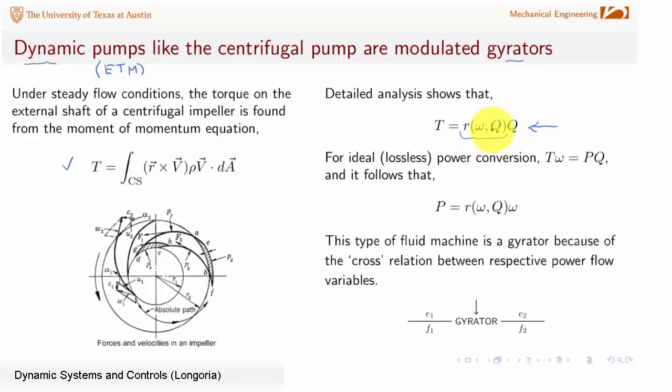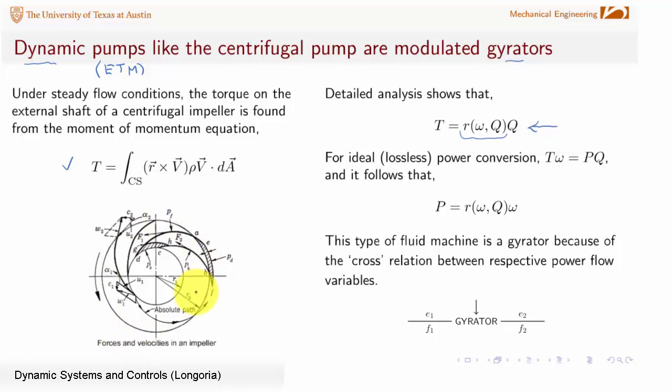Remember, before we had just a constant r. We said it could be modulated. It turns out that for centrifugal type machines, it's modulated not only by angular velocity, how fast the impeller is turning, for example, but also by the flow going through there. So once you find that relationship, and you can derive that from basic principles and given the geometry of your blades and so on, and remember, this is the ideal transformation.